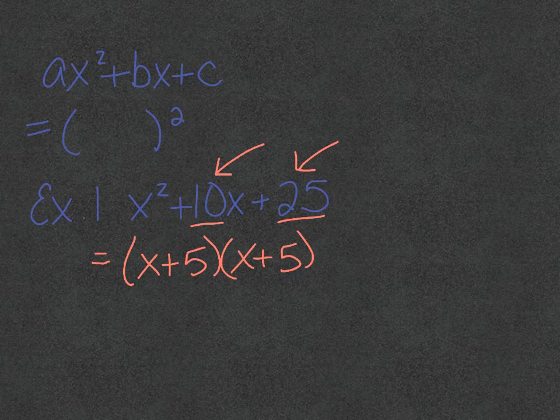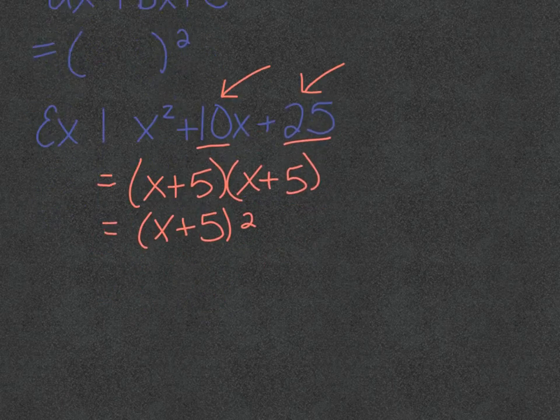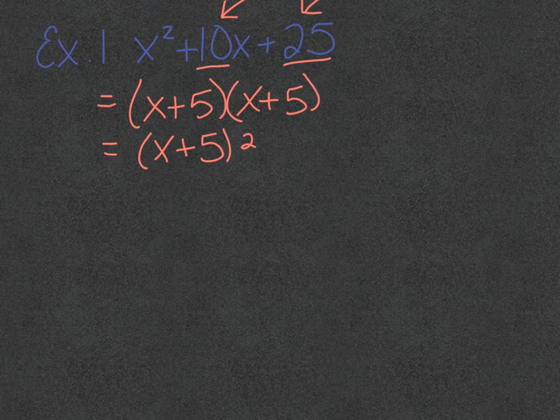So the only thing with a perfect square trinomial is that there's one extra step when factoring, and that's to write it as x plus 5 all squared. So factoring a perfect square trinomial shouldn't be difficult. We just have that extra step. Okay, so now let's take a look at another example. So let's do example 2.